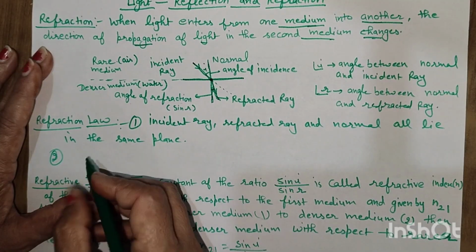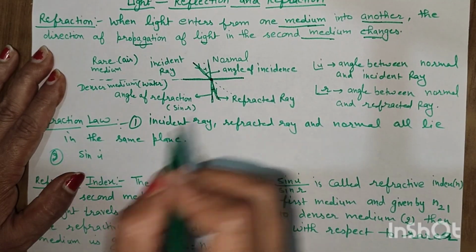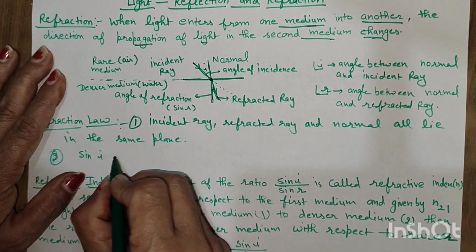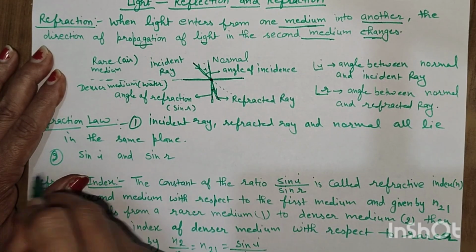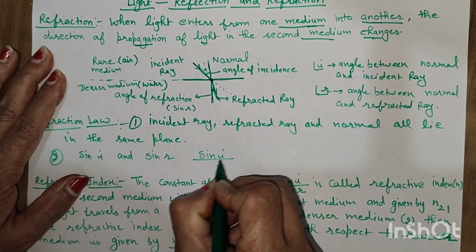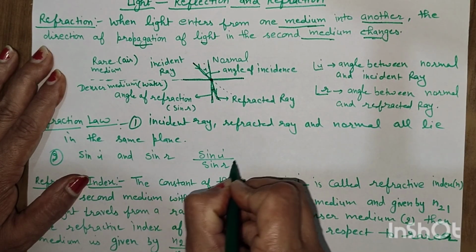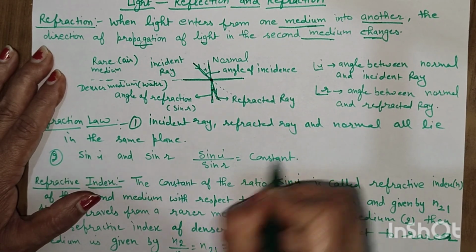Second rule: sin i, where i is the angle of incidence, and sin r, where r is the angle of refraction. The ratio of sin i by sin r is equal to a constant.